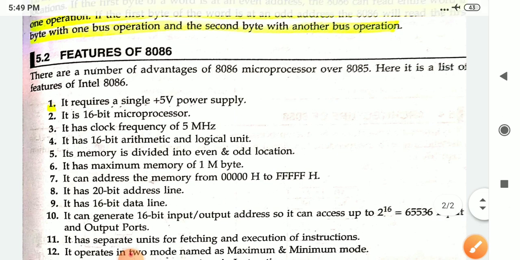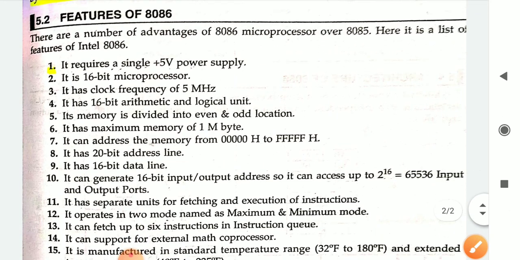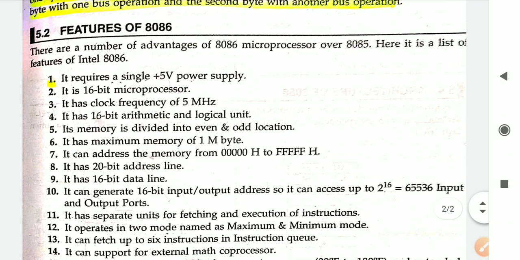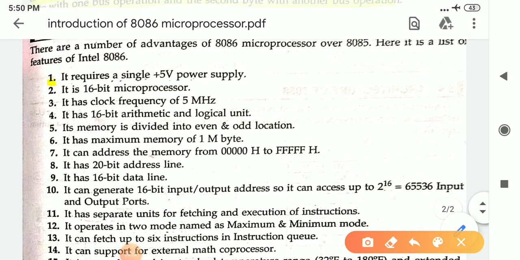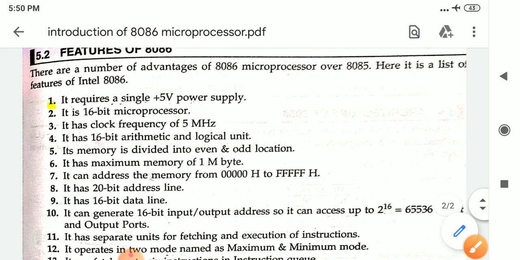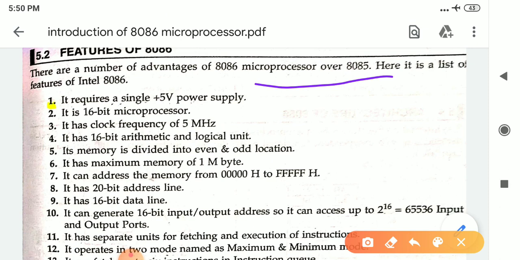Next, we take a short look at the features of the 8086 microprocessor. There are a number of advantages of the 8086 microprocessor over the 8085 microprocessor, and here is the list of the features of the Intel 8086. First, it requires a single +5 volt power supply, very low power. Next, it is a 16-bit microprocessor and it has a clock frequency of 5 megahertz.